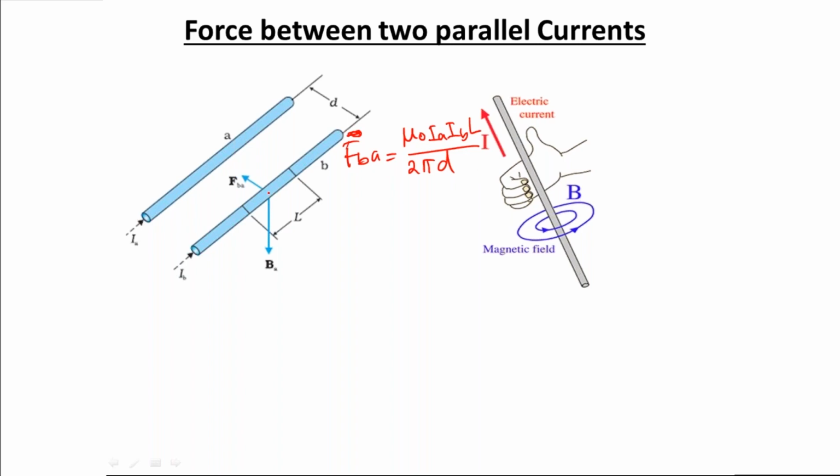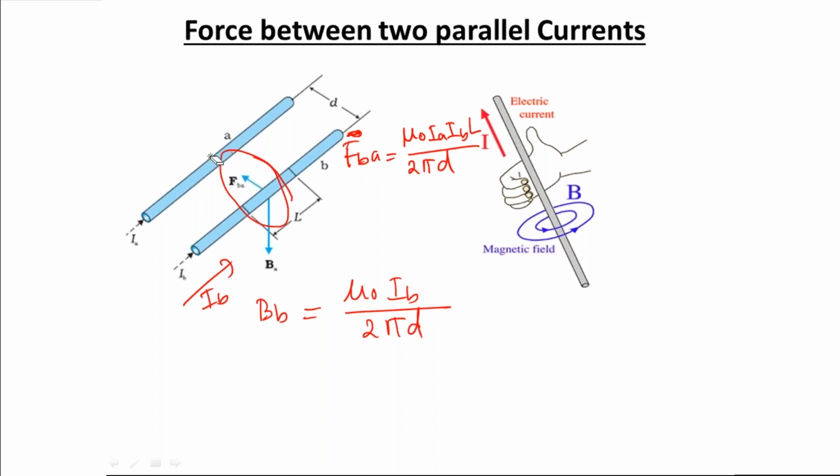Now we'll see the magnetic field created by B, or the current IB, on this wire somewhere here. This is also a distance D away. In similar fashion, I can use Ampere's circuital law to calculate the magnetic field. Let us see the magnitude first. It will be mu naught IB by 2 pi D again. And what is the direction then? Current is going in this way. I can use the thumb rule. The magnetic field around this wire will be coming out of the plane of the paper. So it will be in this direction.